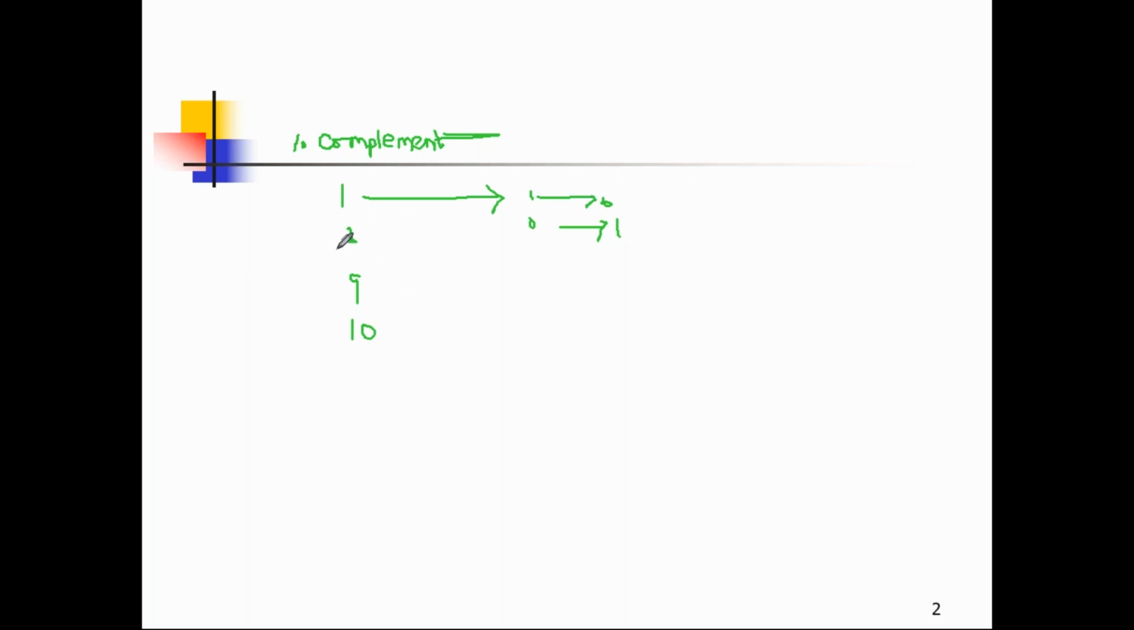Then 2's complement. 2's complement means 1's complement plus 1, or a direct procedure. What is that procedure? Copy the number as it is till the first one occurs from the LSB. Afterwards, change zeros into ones, ones into zeros. And then 9's complement, it is very simple. Subtract all the given digits from 9, that is called 9's complement. Then 10's complement is 9's complement plus 1. First you have to take the 9's complement and add 1 to that result.